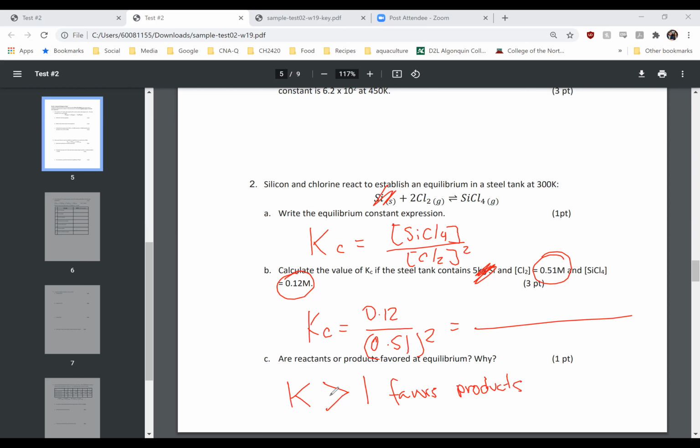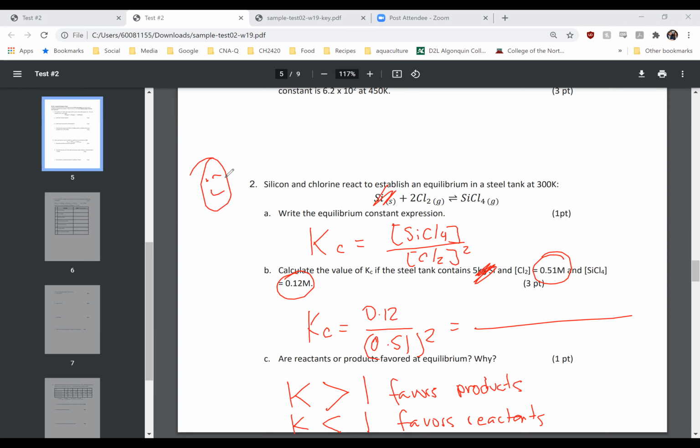Look at where the arrow is pointing. If K is less than 1, it favors reactants. This is a good question. That's the worst winky face I think I've ever drawn, but this is a good question.